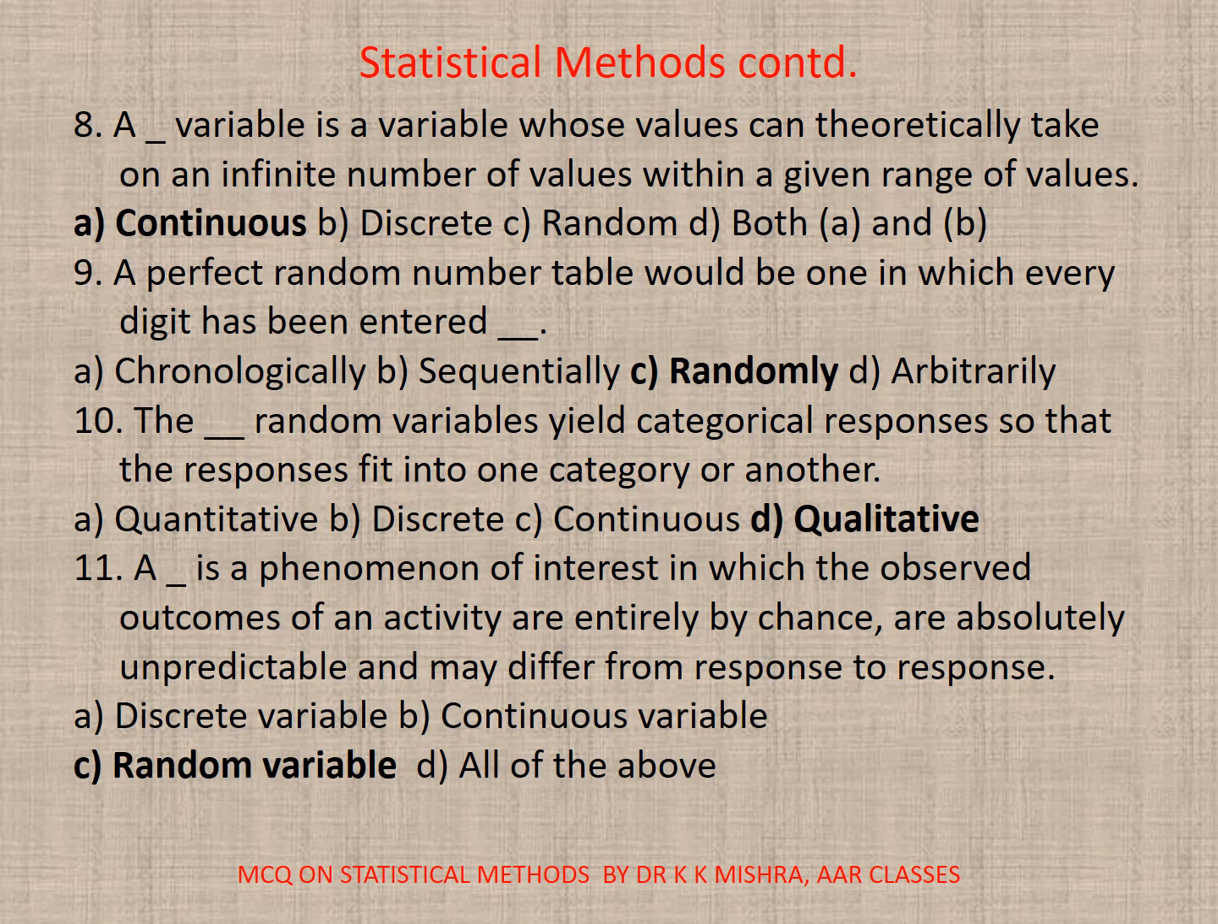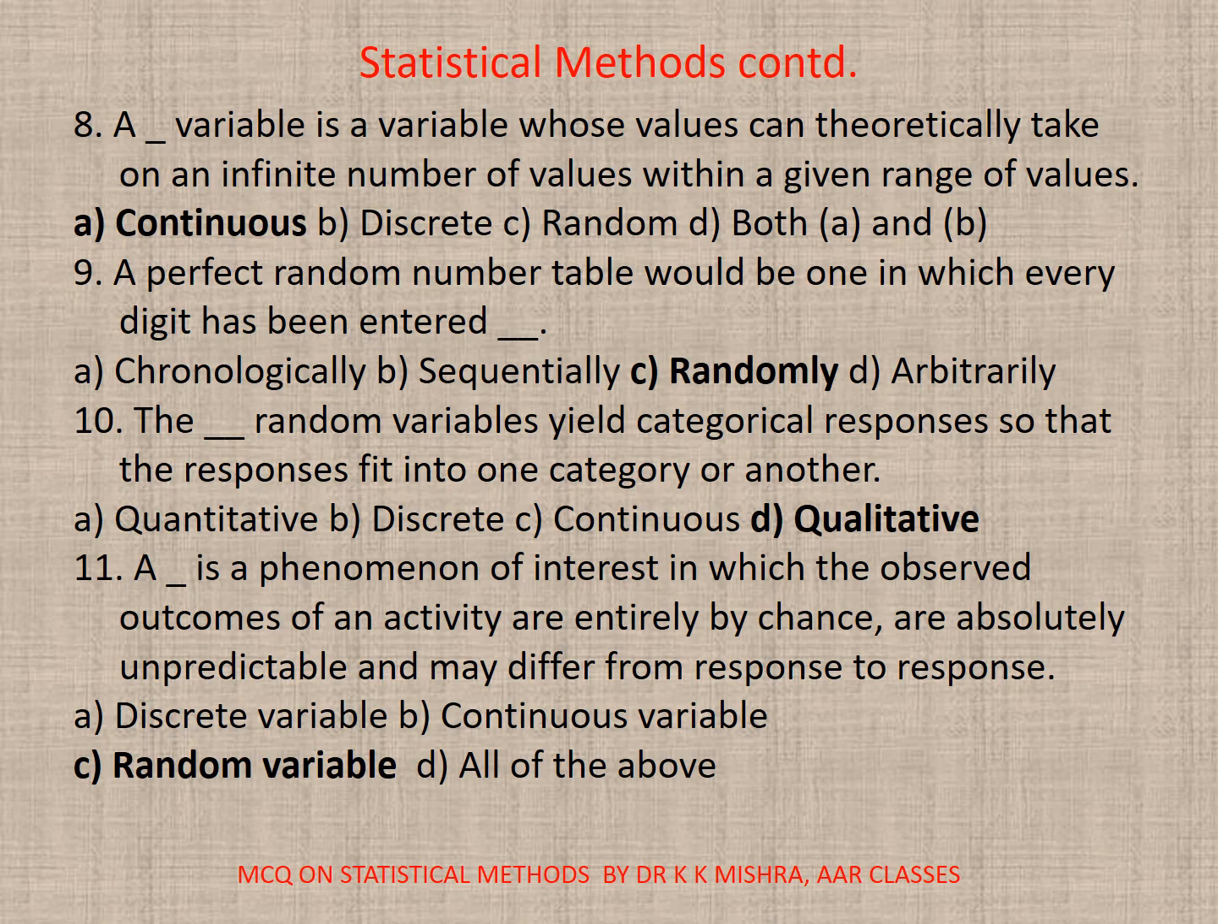Continuous. 9. A perfect random number table would be one in which every digit has been entered dash. A. Chronologically, B. Sequentially, C. Randomly, D. Arbitrarily. Correct option is C.